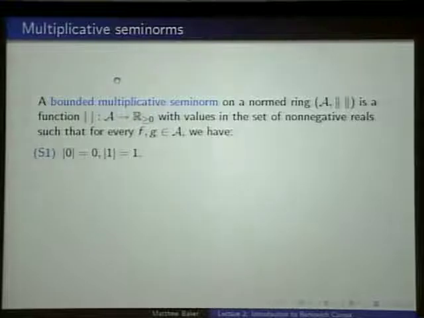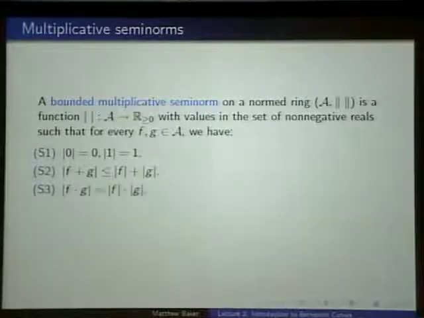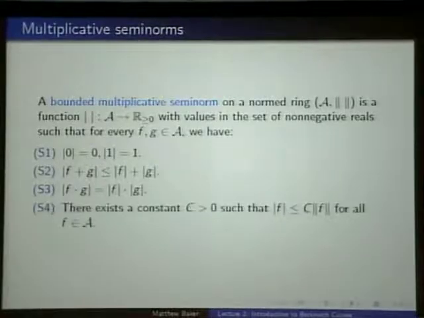And then a bounded multiplicative semi-norm on a normed ring, where bounded refers to the given norm, is a function which satisfies roughly the same axioms, but it's a multiplicative semi-norm, so it's required to satisfy this stronger condition S3 of multiplicativity. And it has the boundedness property that the multiplicative semi-norm is bounded by some constant c times the given norm. And actually, you could take this constant c to be 1 by multiplicativity and taking nth powers and then nth roots, but that's a little exercise.